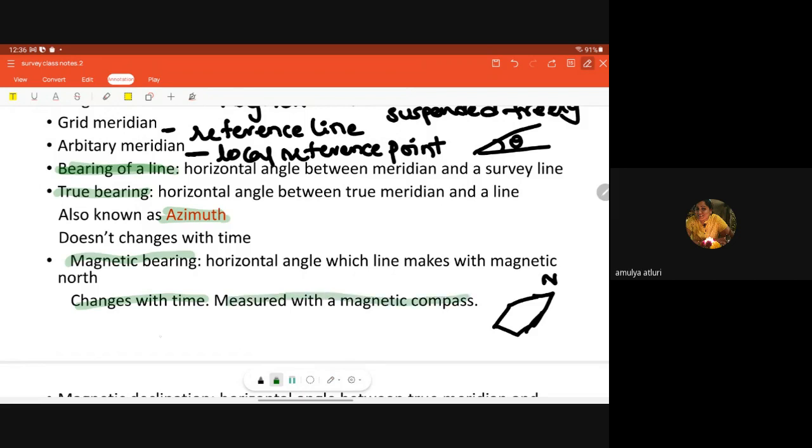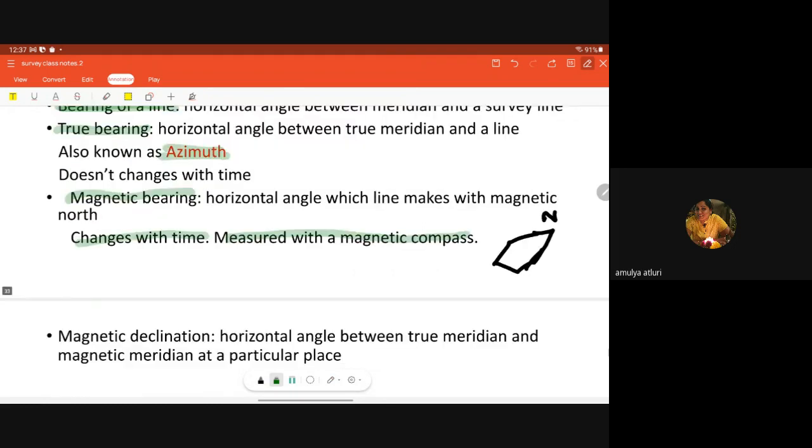Because here at our place, the magnetic flux is different. In another country, the magnetic flux is different, and the direction is different, so it will be suspended in a different direction. So magnetic bearing is not constant everywhere. It changes with time, and it is measured with the help of a magnetic compass.